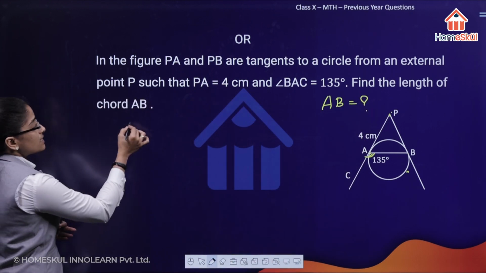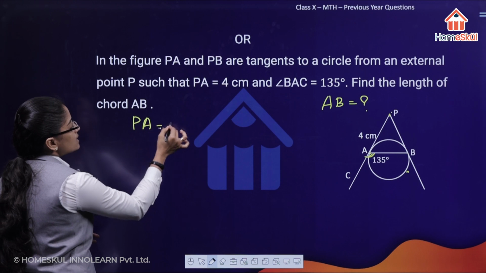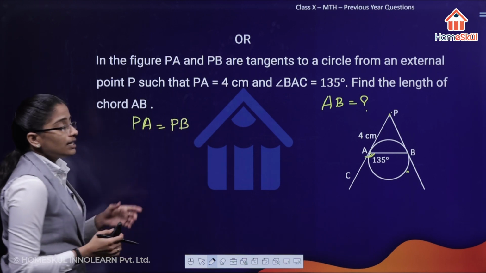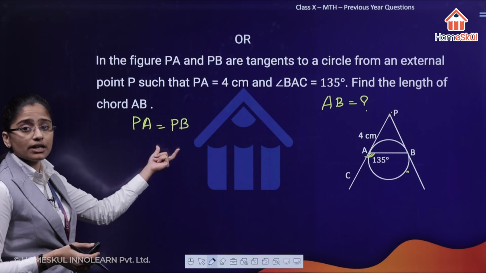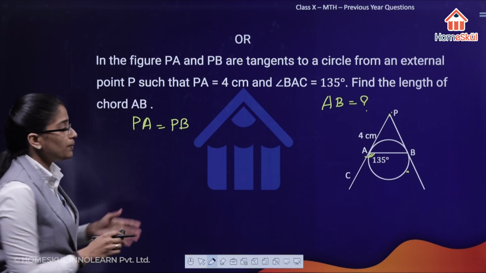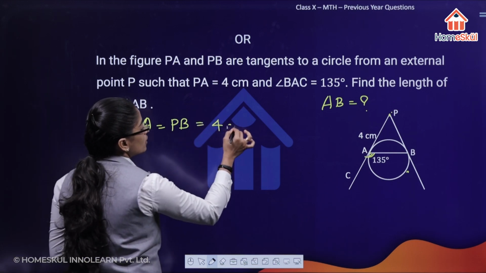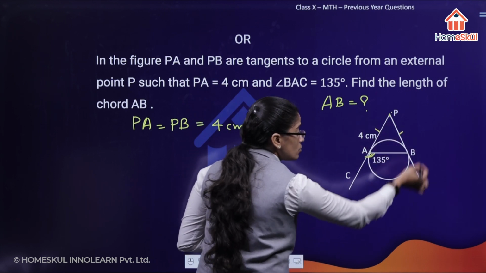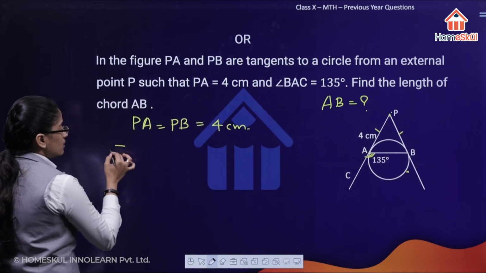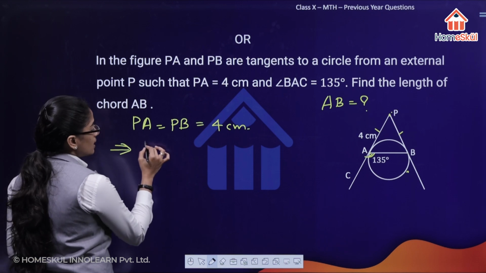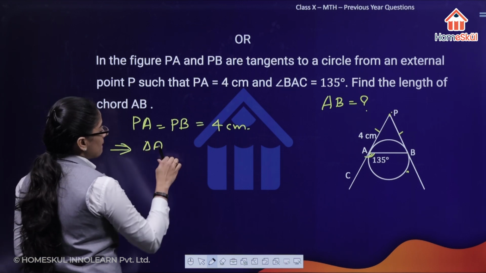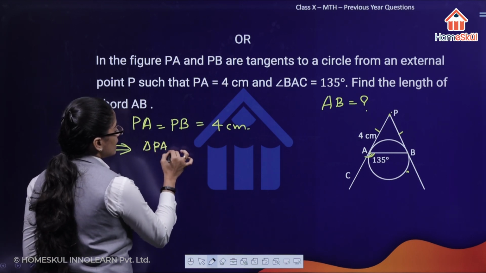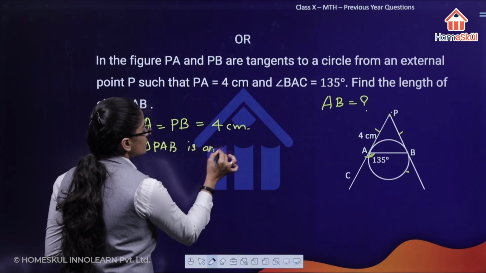So, since P is an external point, what could we say? PA is equal to PB, right? The lengths of tangents from an external point are equal. That means PA is equal to PB, which will be equal to 4 cm. That means PA is equal to PB, so this is an isosceles triangle, isn't it? Which means triangle PAB is an isosceles triangle.